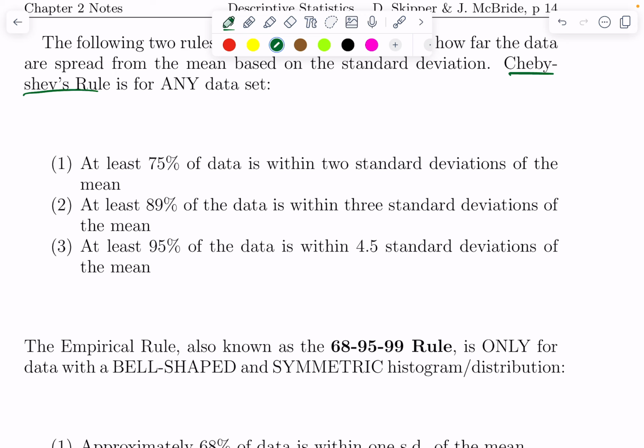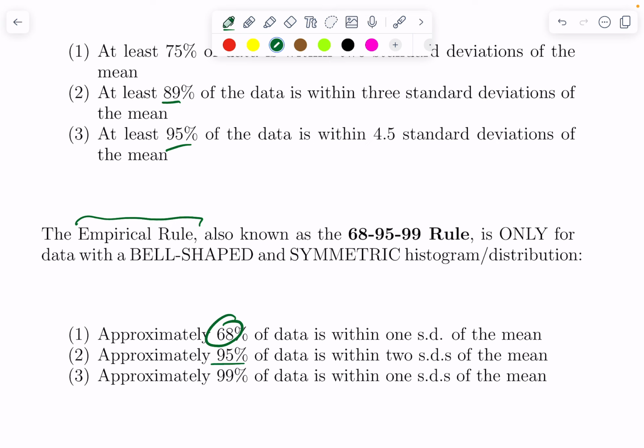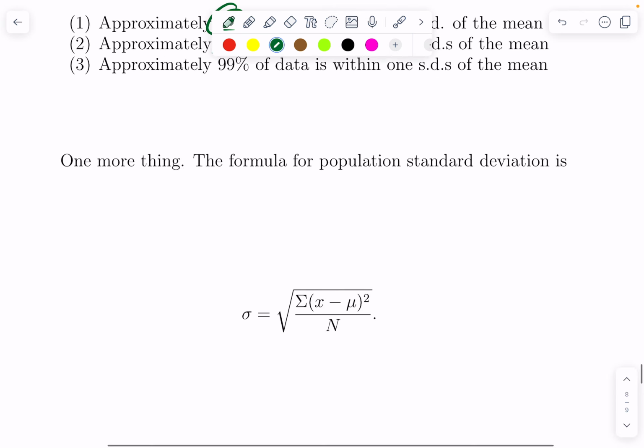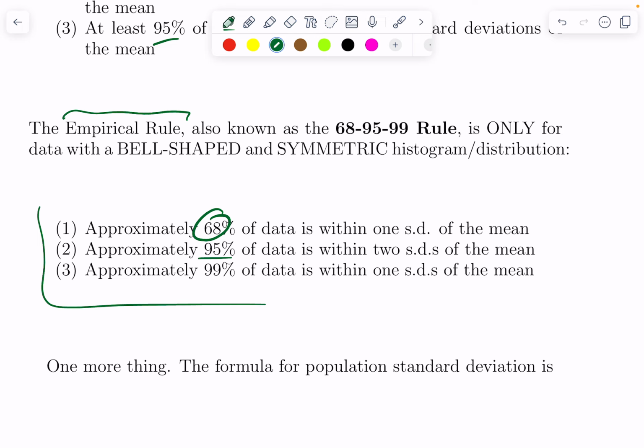But the so-called empirical rule, also known as the 68, 95, 99 rule, is only for data that is bell-shaped and has what's called a normal distribution. It says approximately 68% of the data is within 1 standard deviation of the mean, 95% of the data is within 2 standard deviations of the mean, and 99% are within 3 standard deviations of the mean. These are good to know.